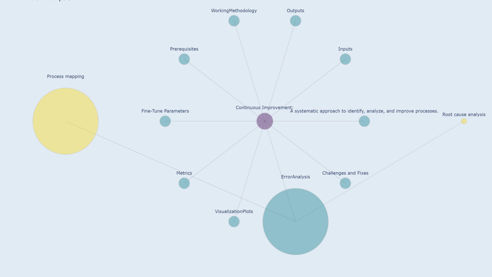Process mapping, a visual representation of a process, showing the sequence of steps, decision points, and inputs/outputs. Process mapping helps visualize the flow of work, identify potential bottlenecks, and identify areas for streamlining or automation.